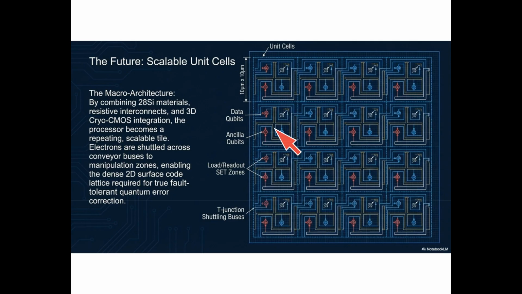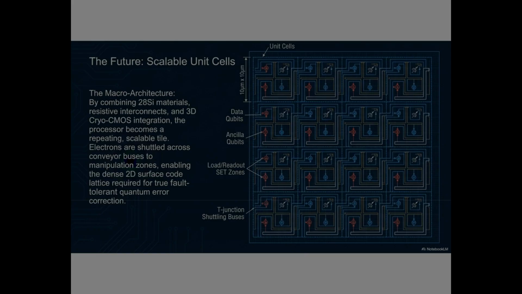disturbing the data qubits. The load and readout SET zones are where spin states are measured at the end of each error correction cycle, using the charge sensor readout method we discussed earlier. And these T-junction shuttling buses are the electron conveyor pathways, branching channels that route electrons between unit cells in 2 dimensions, connecting every qubit zone across the entire chip.